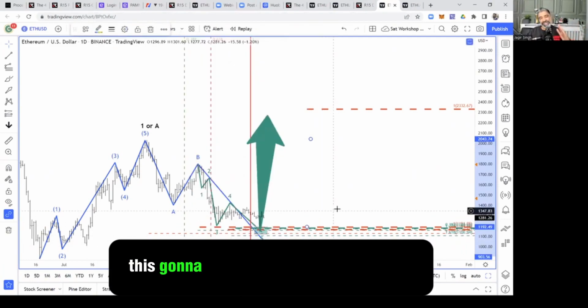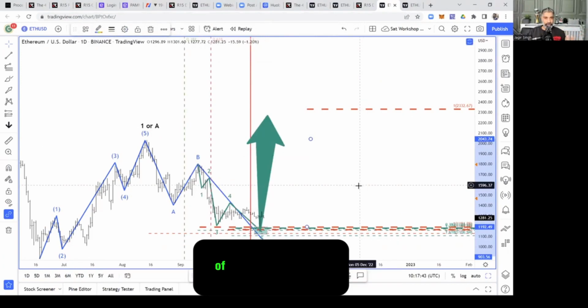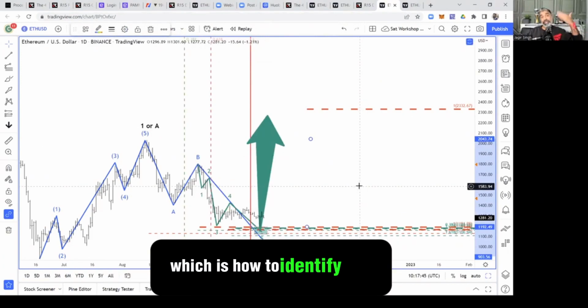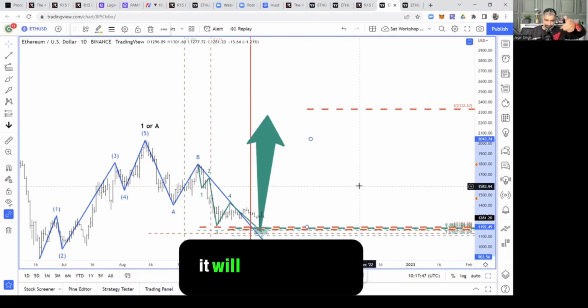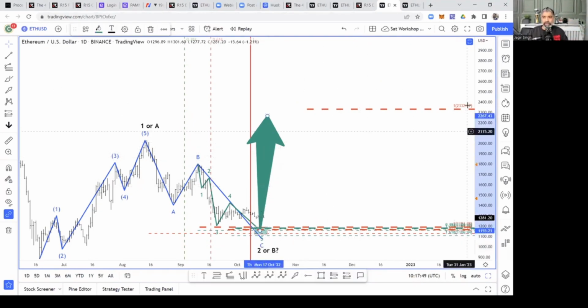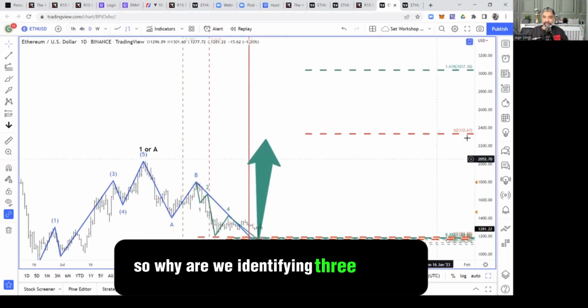And I'm going to explain this to you. And this is going to really tie into the second half of this workshop, which is how to identify tops. But in a bear market, it will be the reverse. So why are we identifying three targets?